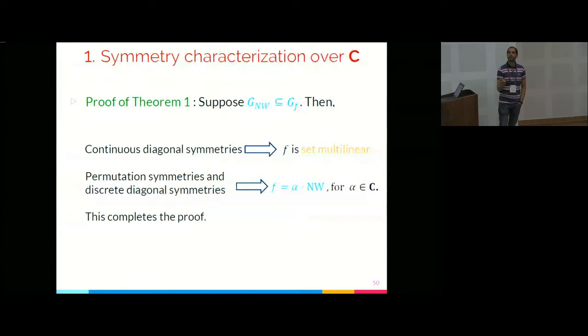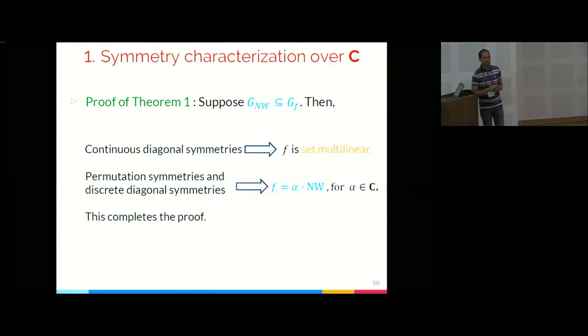So suppose there was this homogeneous degree d polynomial f such that the group of symmetries of the design polynomial sits inside the group of symmetries of f. Now, the continuous diagonal symmetries of the design polynomial imply that f is a set-multilinear polynomial with respect to the partition we defined before. And the other two symmetries imply that f is a scalar multiple of the design polynomial. So this completes the proof of this theorem.